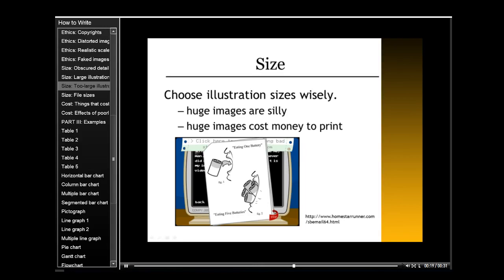This particular image comes from homestarrunner.com. It's an old internet cartoon. It's talking about how to write an English paper. It's a very funny cartoon if you're of the mind to look it up.